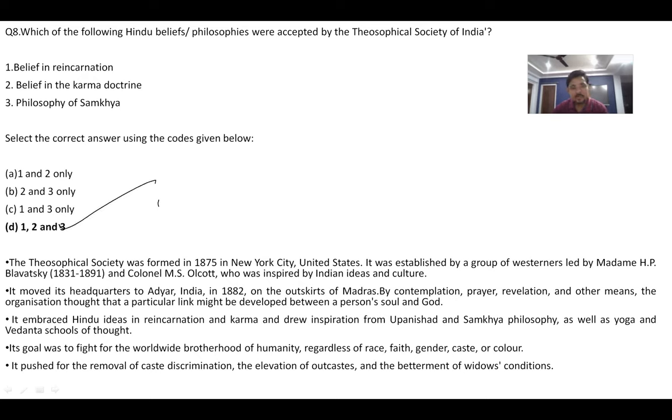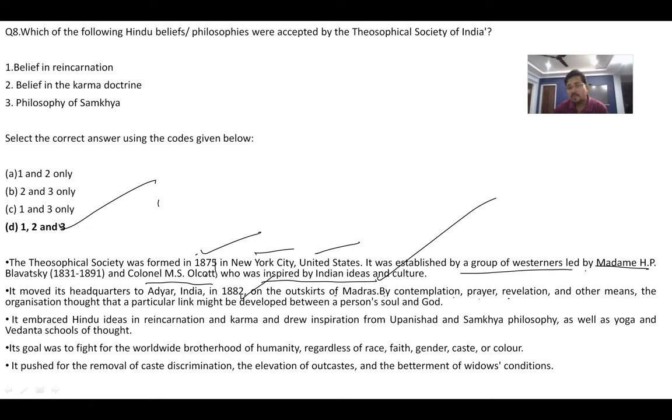The Theosophical Society was formed in 1875 in New York City, United States. It was established by a group of Westerners led by Madame H.P. Blavatsky and Colonel M.S. Olcott, who were inspired by Indian ideas and cultures. Its headquarters moved to Adyar, India, in 1882, on the outskirts of Madras.